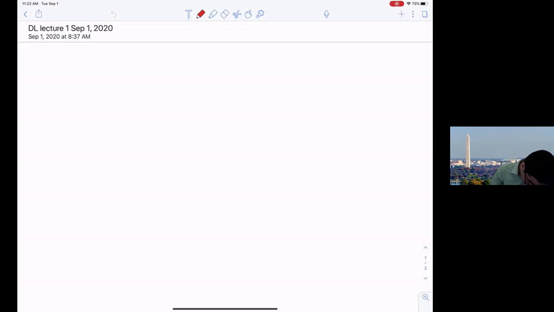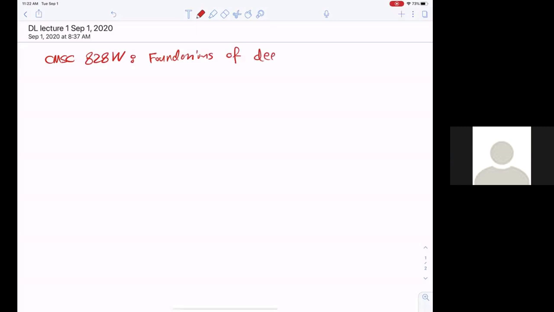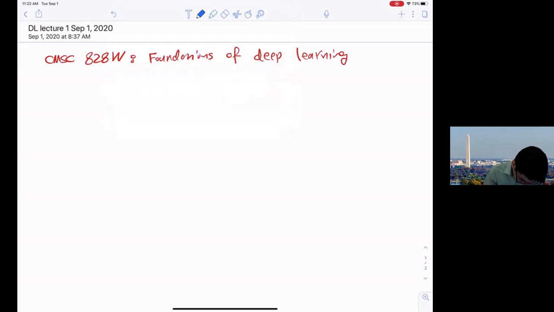This is CMSC828W, Foundations of Deep Learning. Okay, let's start with a note, or perhaps a remark. Deep learning is a very fast moving area.